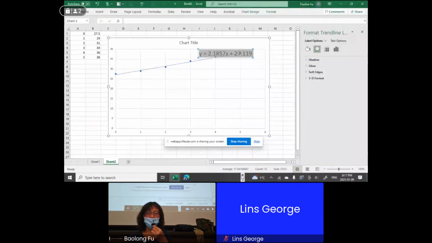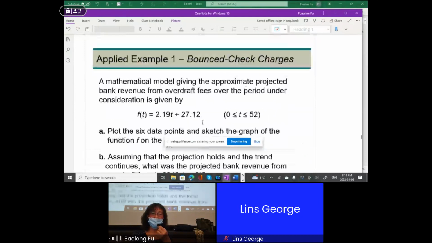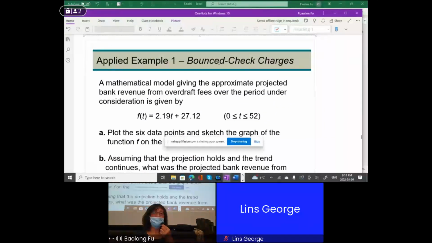Okay. And based on this equation, what is the slope? The slope is 2.1857. What is the intercept? 27.119. What is the meaning of the slope? The meaning of the slope is that when you change x by 1 unit, y changes by 2.1857 units. And what is the meaning of the intercept? 27.119. The interpretation is, when x equals 0, y equals 27.119. So make sure you know how to interpret slope and intercept. All right, any questions? So this is this one, but we use t, and t is our x in Excel, okay?